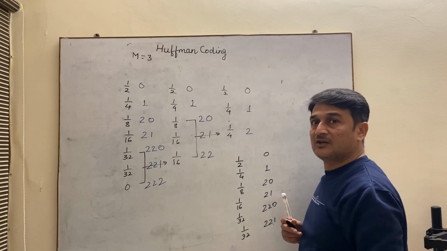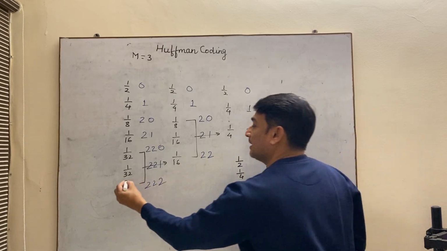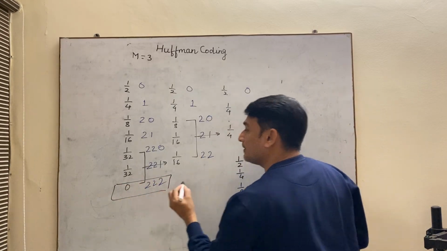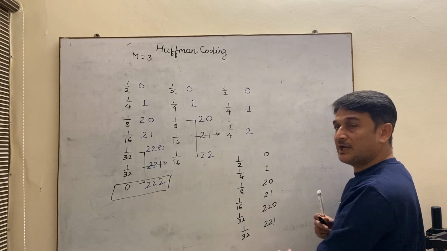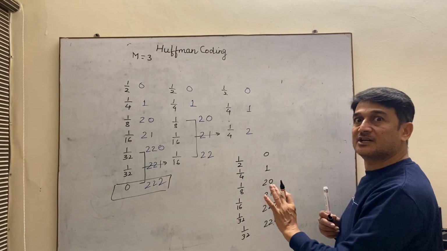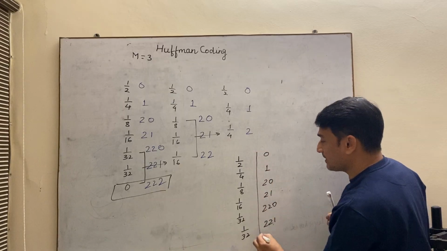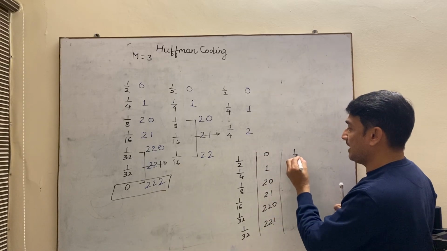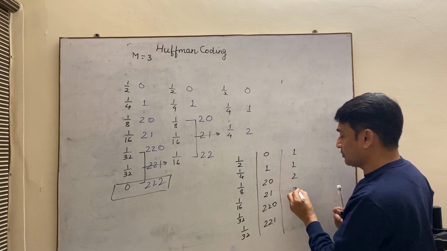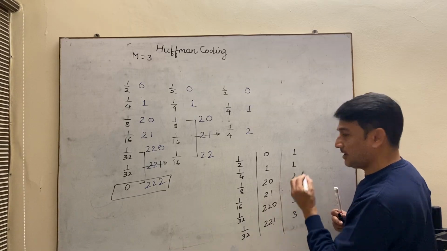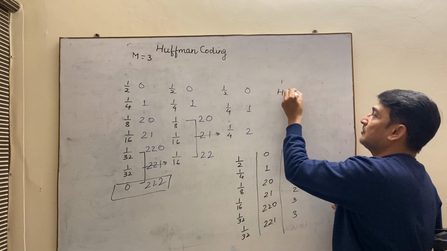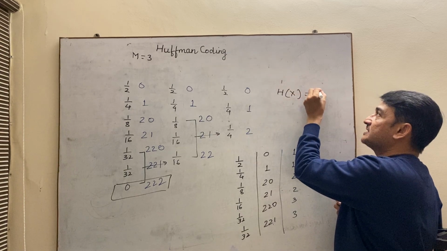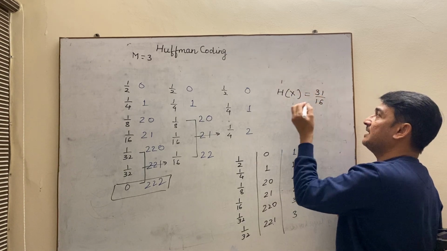0 into anything would be 0, so you will be discarding this final message because it is of no use to us. We are having only this much code which is sufficient for us. Now the code lengths for this would be 1, 1, 2, 2, 3 and 3. Okay, so Hx will remain the same, which is 31/16.